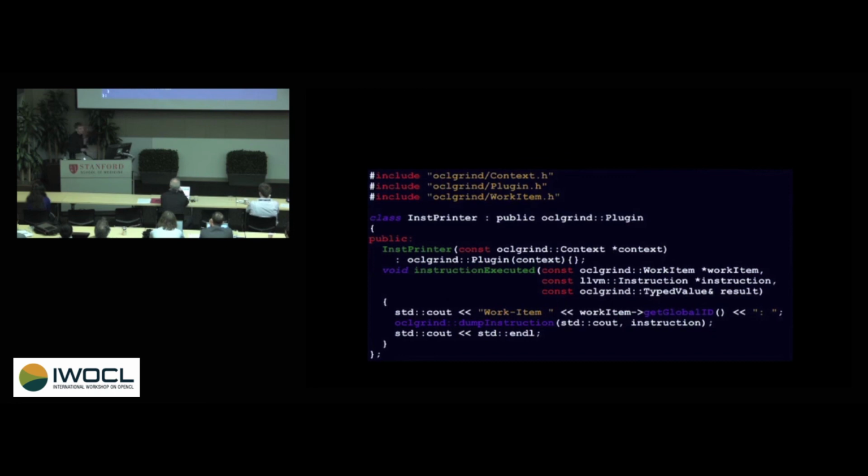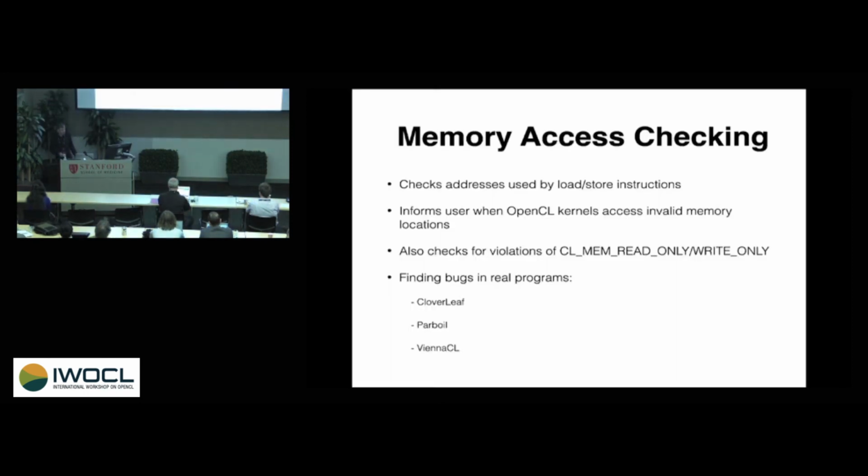So now I'm going to go through a few different examples of plugins that have been implemented using Oclgrind already. These are all things you can go away and start using today. The first, and probably the most useful, at least for us, is a very simple plugin to check memory accesses.